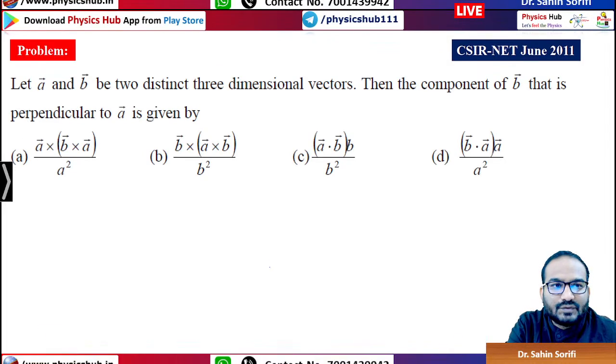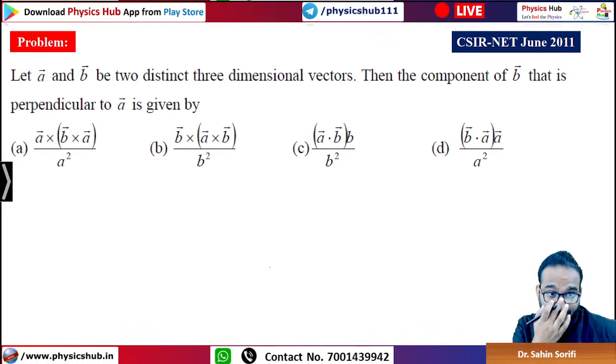Let's move on. This is a very important problem. Let A, B be two distinct three-dimensional vectors. Then the component of B that is perpendicular to A is given by... How will you solve this?